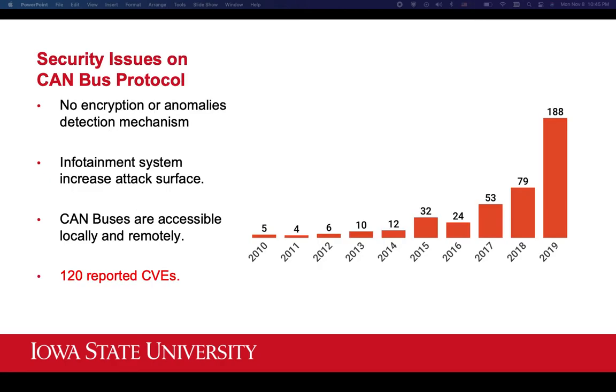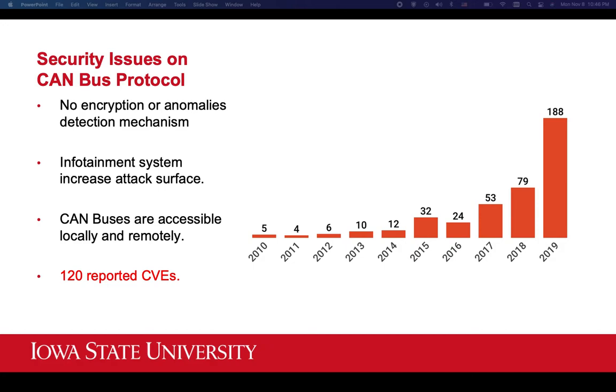So the CAN bus was designed with no security implemented in it. It's robust and it has an error detection mechanism, so if a frame collides with another frame, it can detect that. But there's no authentication or authorization built into it. So when data gets sent between the ECUs, the ECU doesn't know who sent the data. There's only the message identifier field that identifies who should get the frame, who should get the data. And also there's no encryption or anomaly detection mechanism.